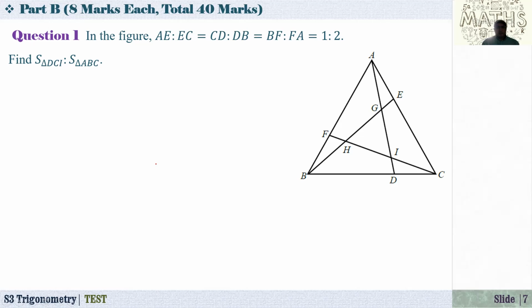Another question. In the diagram, the ratio of AE to EC is equal to CD to DB, which is equal to BF to FA, that's equal to 1 to 2. So that means that if AE is, let's say, X, EC should be 2X. And if CD is Y, BD should be equal to 2Y. And if BF is T, FA should be equal to 2T. What is the question? We have to find the ratio of the area of DCI to the area of ABC.